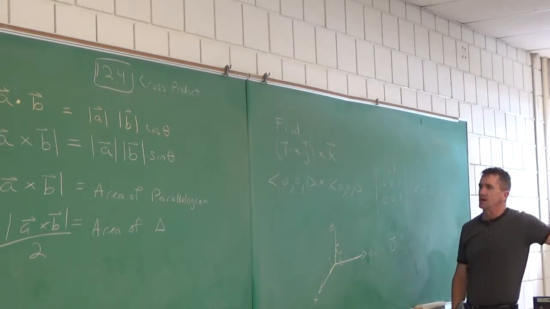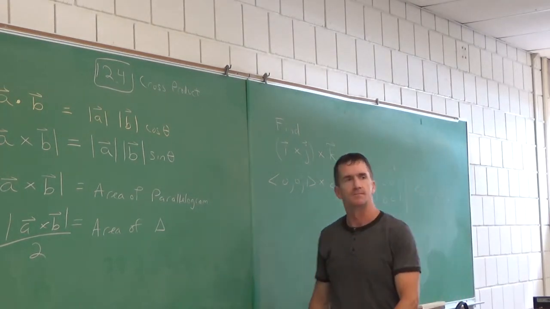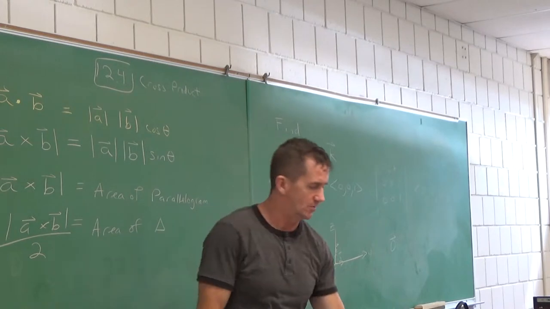Now, Aaron, that was fun, but I bet there's a faster way to do this. There's something called the right-hand rule. Remember, the cross product of two vectors is always what?